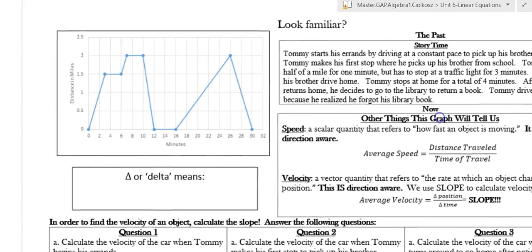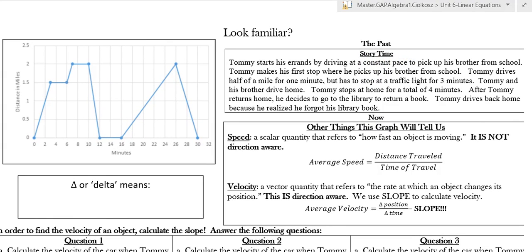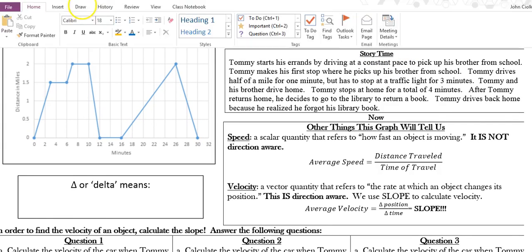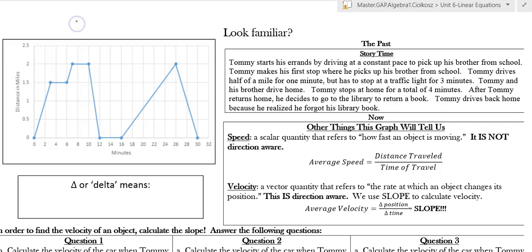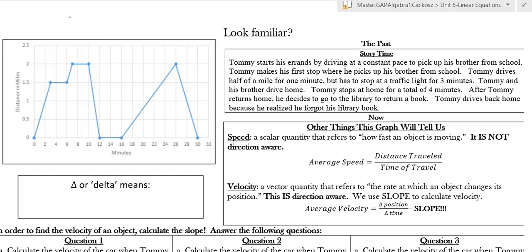So here we're given a graph. And what we want to do is go ahead and read this story that goes along with it. And I'm going to label the graph with various parts of the story, bringing that picture to the question at hand.